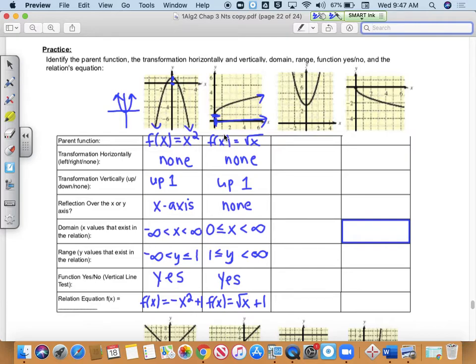What I want you to do, please, is pause the video and work on the third and fourth one. When you're finished, please unpause, hit play, and then I'm just going to quickly go over those answers. So please pause, work on this one, and press play when you are done.